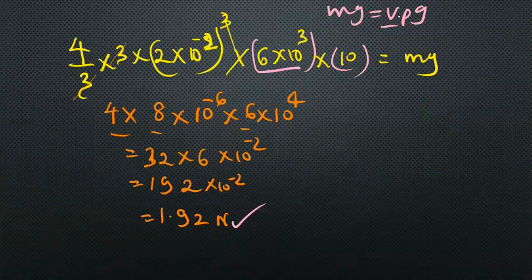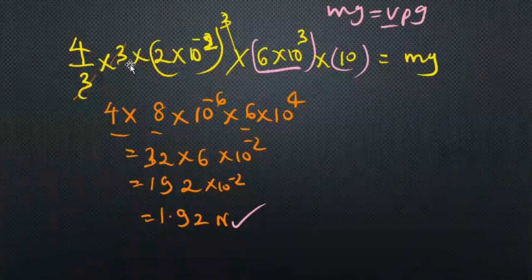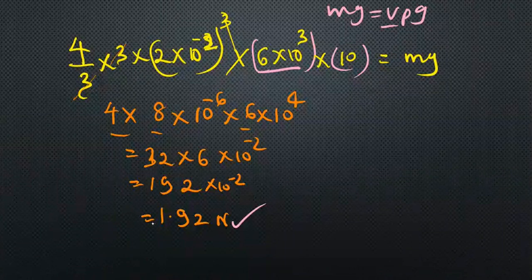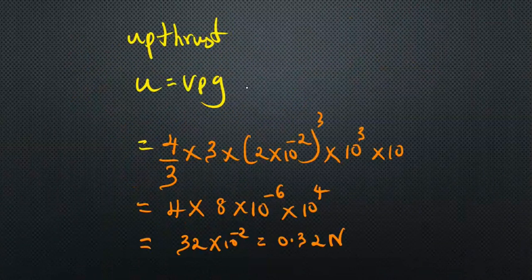Moving into finding mg. mg equals V rho g, that means volume into density into g. So volume 4 by 3 pi r cube, here pi we have taken as 3. When we apply the values, we are getting the weight of the sphere as 1.92 newtons. Moving into upthrust, U equals V rho g, again volume is the same, 4 by 3 pi r cube. The density is the density of water, and then we are getting 0.32 Newton as upthrust, right? So let's get into the calculations now.